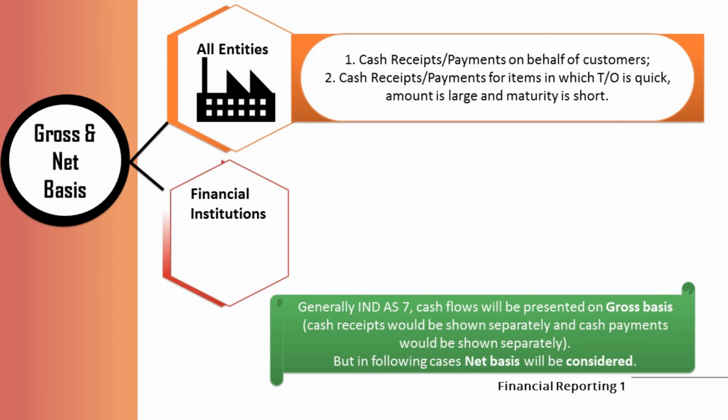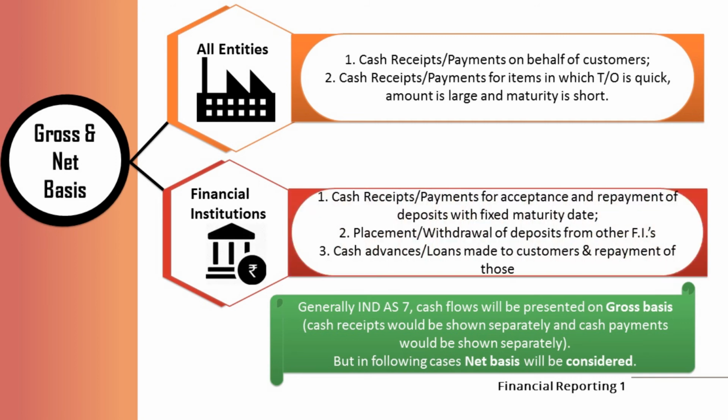Second case, all financial institutions, in which cash receipts and payments for acceptance and repayment of deposits with fixed maturity date, placement or withdrawal of deposits with other financial institutions. Last point, cash advances or loans made to customers and repayment of those.